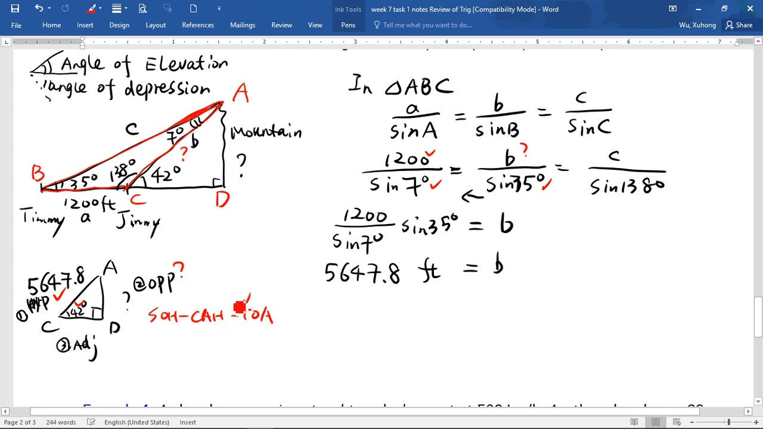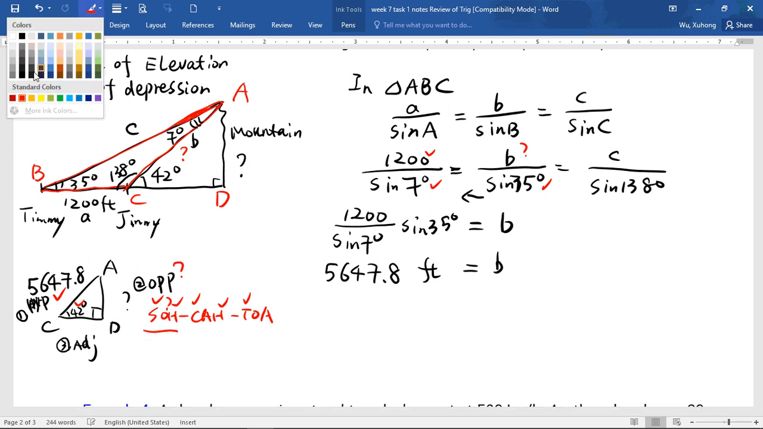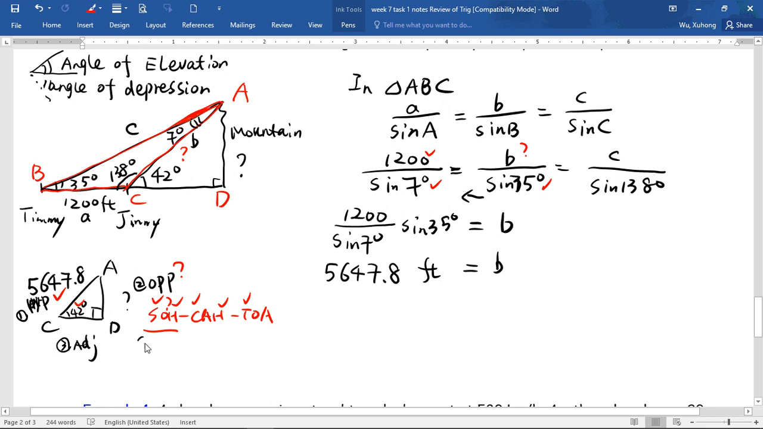The angle is given, so sine 42, cosine 42, and the hypotenuse are all given. We are looking for the opposite, so we know it's sine. S means sine: sine 42 degrees equals opposite over hypotenuse. Then we sub in the given information.